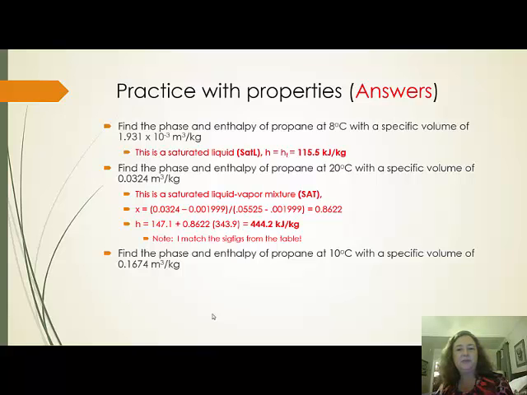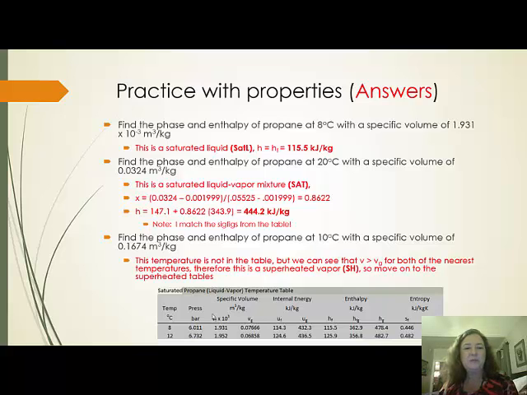This third example, 10 degrees C and yet another specific volume. Well, in this particular case, what happens is you go to the saturated table and 10 degrees isn't on the table. Okay? So I have a choice. I may have to figure out what it should be at 10 by estimating, or I can just take a moment and spend a moment with some logic. And the specific volume is 0.1674. Well, that's larger than the VG for either of those temperatures. So I'm going to assume that that means it's superheated.